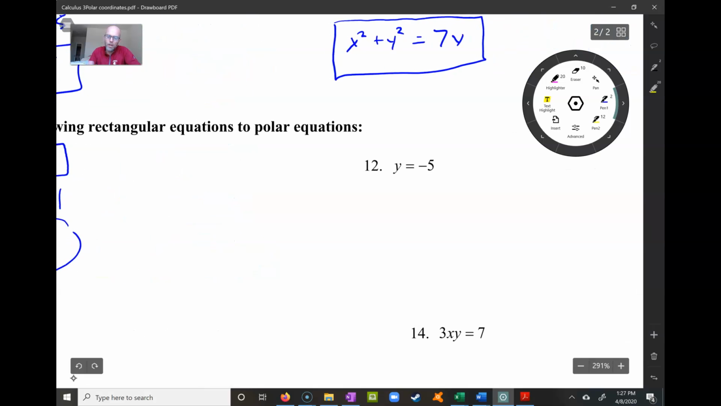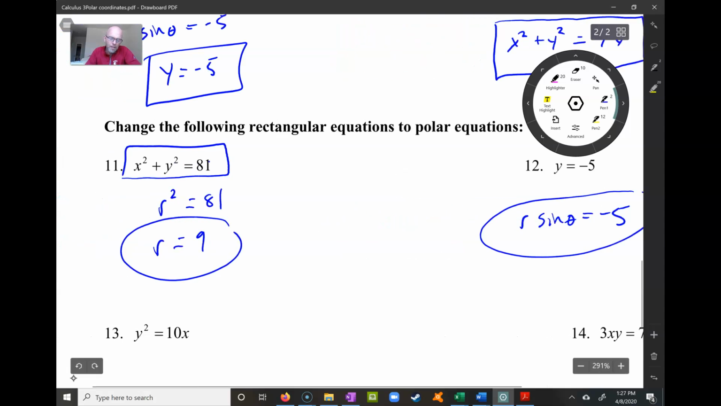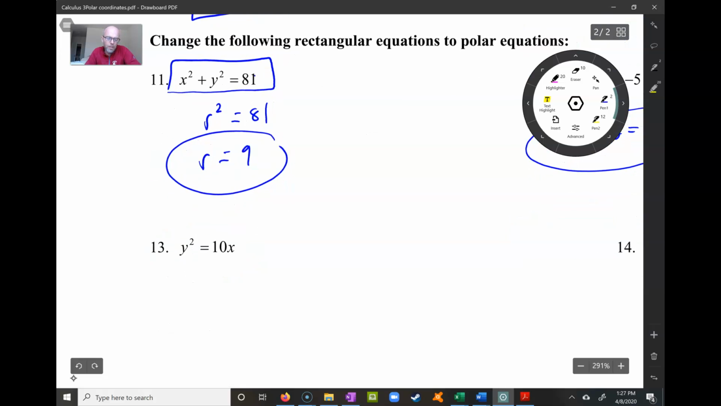Okay, here's another one. y equals -5. Of course, we can replace y with r sine theta, and voila, we have an equation with just r's and thetas and no x's and y's. Come down here, y squared equals 10x. Okay, so again, I can replace y with r sine theta, but then it'd have to be squared, and this would be 10 r cosine theta.